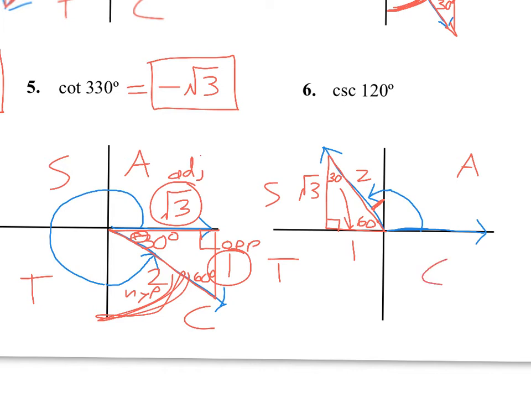ASTC. So sine is positive, and that means cosecant has to be positive as well. Alright, sine is opposite over hypotenuse. So that means cosecant is hypotenuse over opposite. So hypotenuse over opposite. Multiply the top by radical 3 and the bottom by radical 3.